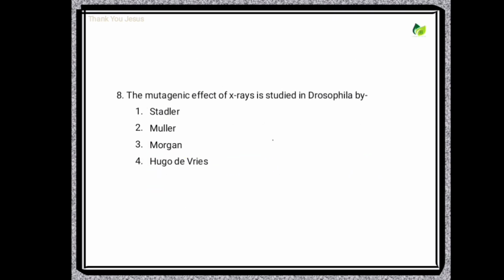So let's see the next question. The mutagenic effect of X-rays was studied in Drosophila by. Options are Stadler, Muller, Morgan, Hugo de Vries. The correct answer is Muller. Let's see the next question.